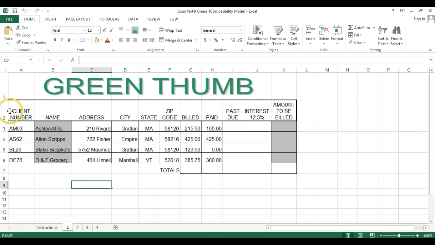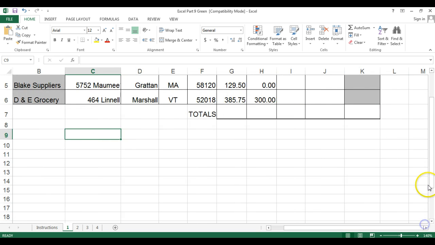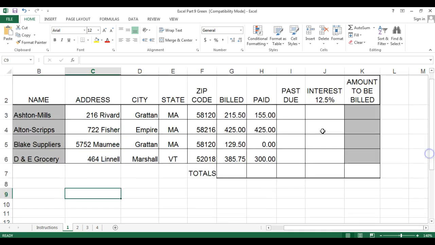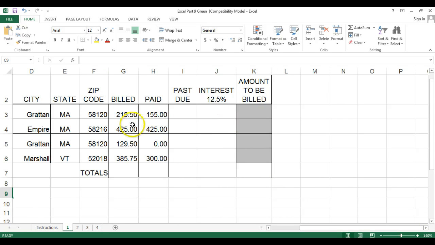Now you'll notice that we have client number, name, address, city, state, zip. You won't need that information. We will be concentrating on billed, paid, past due, interest, and amount to be billed. That's what we're going to concentrate on.